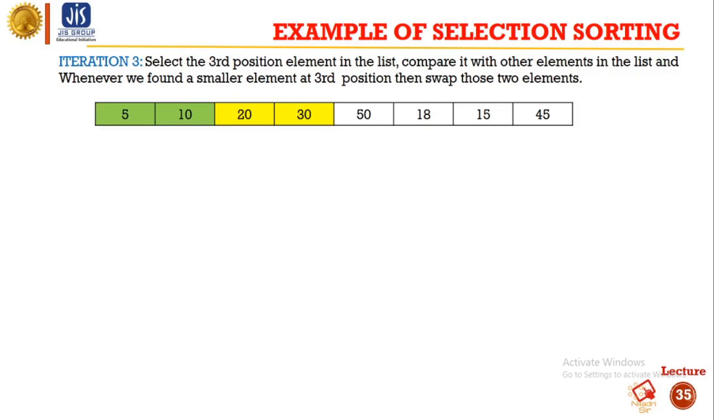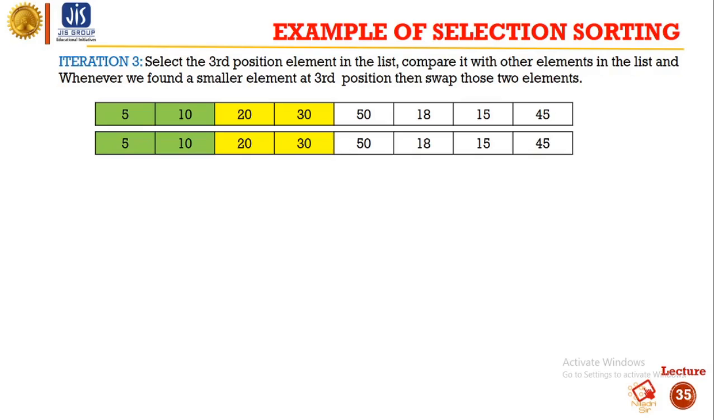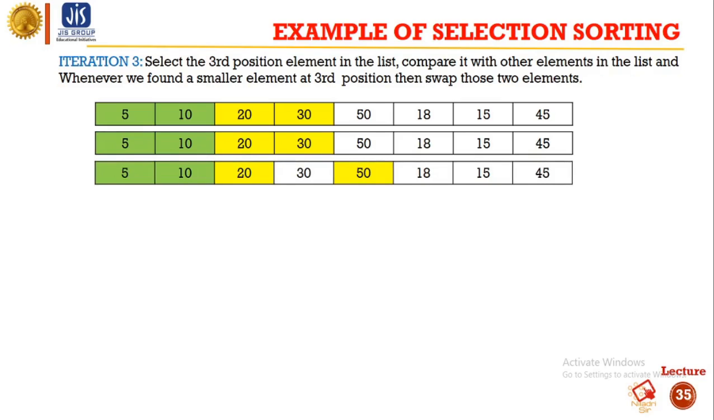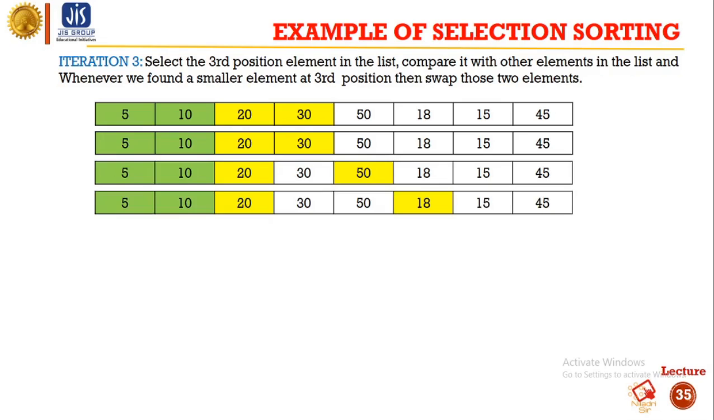So as you can see, the third element is 20. So 20 has been checked with 30. As 30 is greater than 20, there is no swapping. Next, 20 has been compared with 50. As 50 is greater than 20, there is also no change.